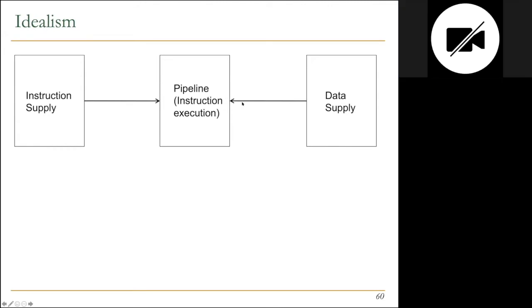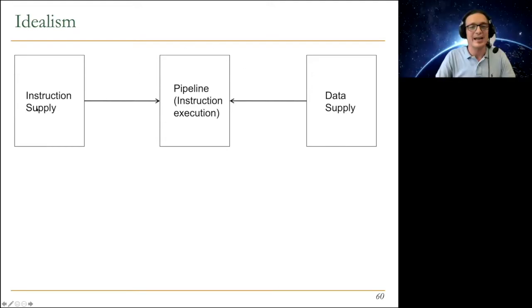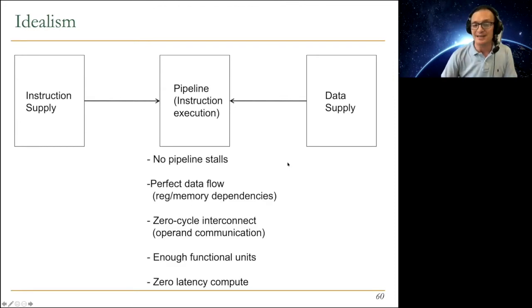Okay, but basically we have this pipeline and we have an instruction supply that supplies instructions, and we have a data supply that supplies data. And this is essentially all processing units need something like this. And we've covered a lot on the pipeline. We tried to minimize the pipeline stalls. We tried to maximize the data flow through out-of-order execution, for example.